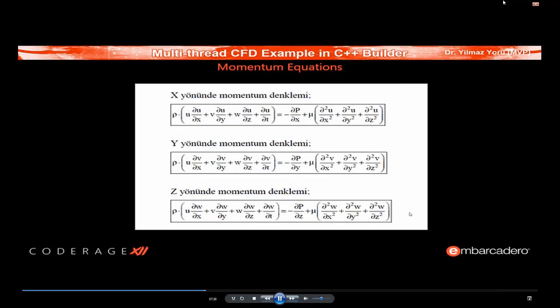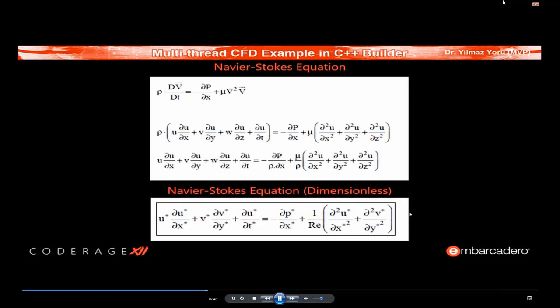Mu is the dynamic viscosity. So, as a result, those are the Navier-Stokes equations derived from those two equations. In calculations, we are using dimensionless equations, so you should make it dimensionless. Here is the dimensionless Navier-Stokes equation shown in two-dimensional form.